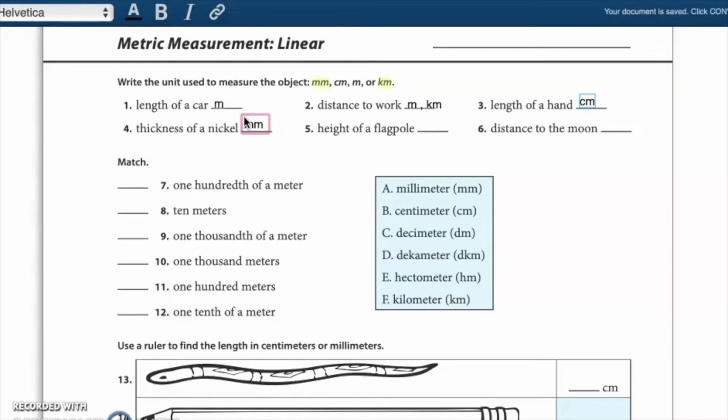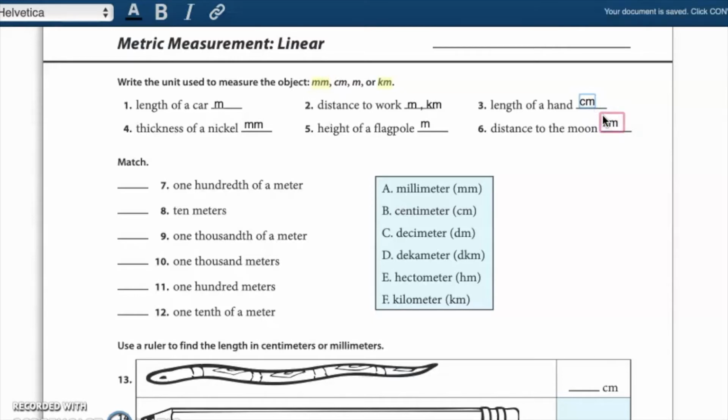And height of a flagpole. So for this one, if you can't imagine how high it is, then just think about a building. When you're measuring a building, what unit would you use? For me, I think I'm going to be using meter. Then let's go to number 6. Distance to the moon. Wow. It's going to be the biggest unit, which will be kilometer.